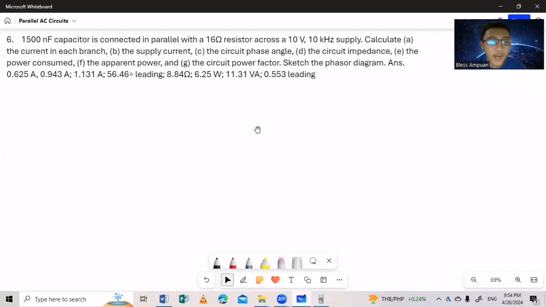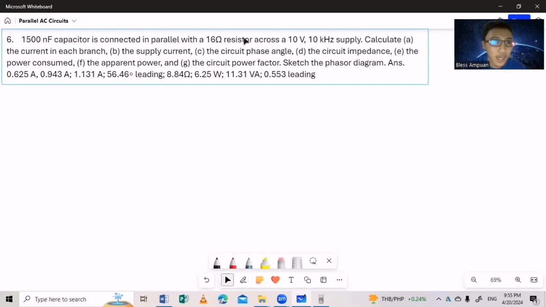Okay. For our sixth example, we have a capacitor connected in parallel with a resistor. It's the same as the previous example, but this problem is, I think, easier because we have the capacitor and resistor values. So we are using the shortcut method.